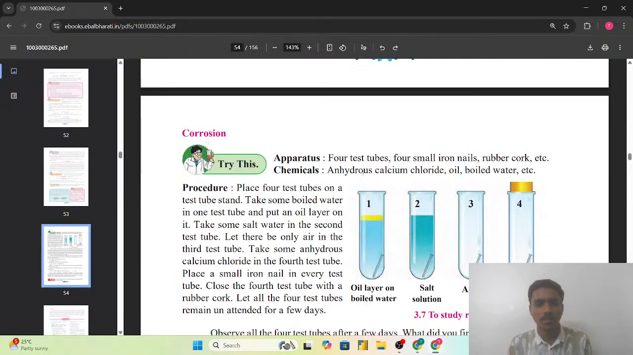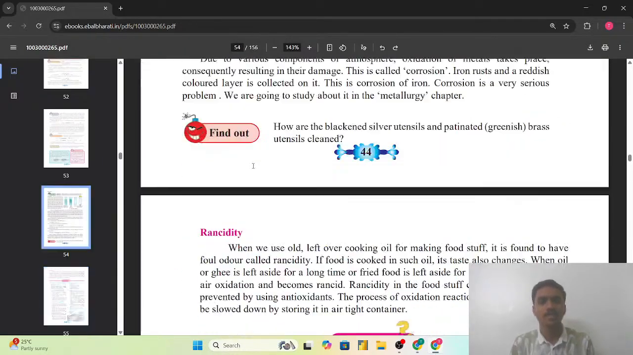आगे सिर्फ दो और कंसेप्ट है जो कि करोजन और rancidity.